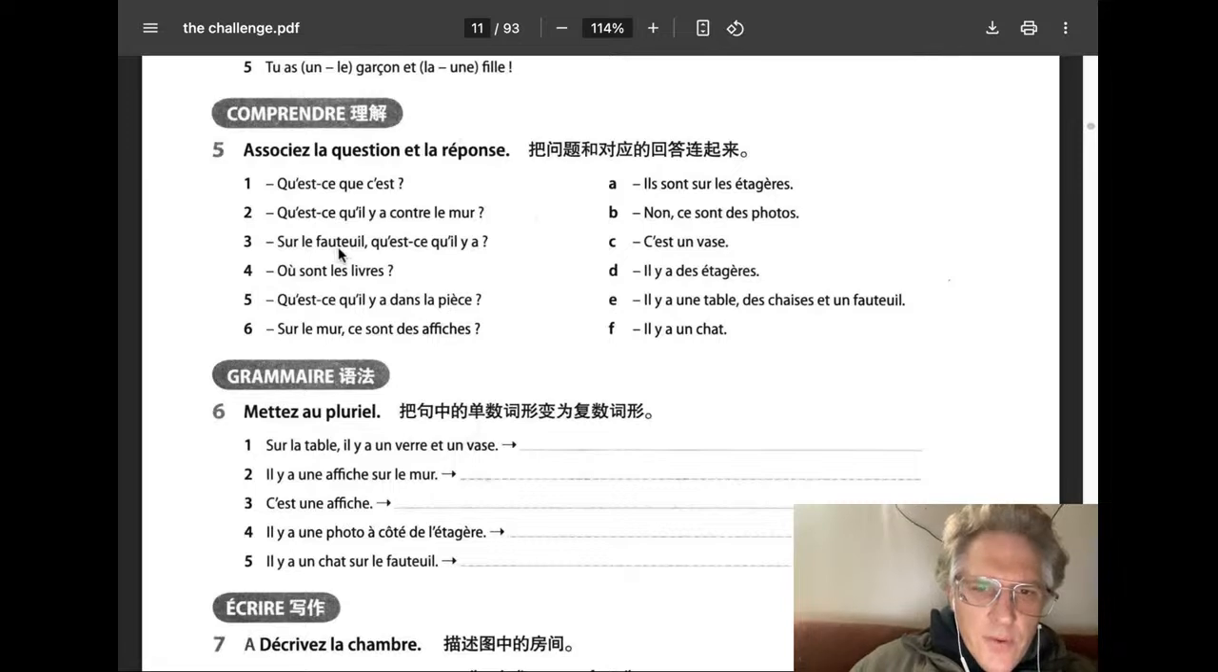Fauteuil. I guess this was the armchair. On the armchair, qu'est-ce qu'il y a? It's probably a cat or something like that. Oui, il y a un chat. Où sont les livres? Where are the books? Ils sont sur les étagères. Qu'est-ce qu'il y a dans la pièce? Il y a une table, des chaises et un fauteuil.